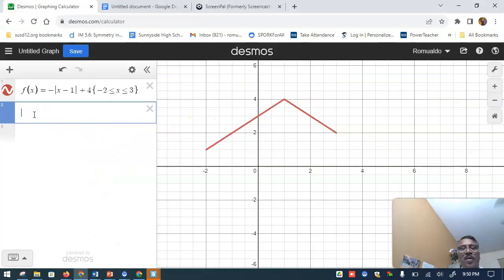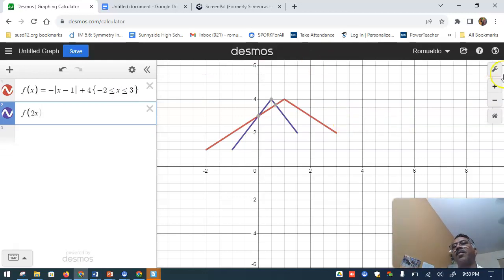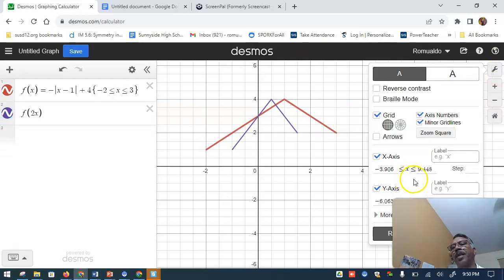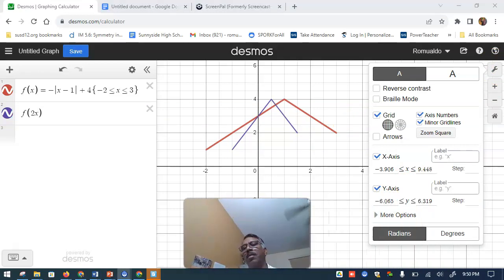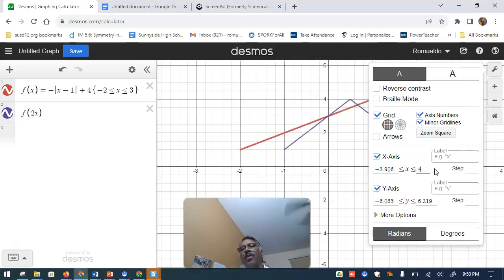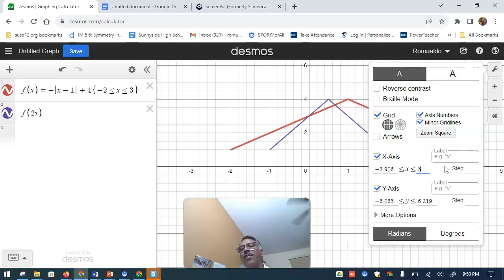And finally, we want to see how it affects if, instead of f of x, it was f of 2x. So let's see. And for this, I'm going to change the x-axis to a little bigger maybe. I don't want so much. Maybe I just want 4, and maybe I want to make it 5. And this one minus 3.